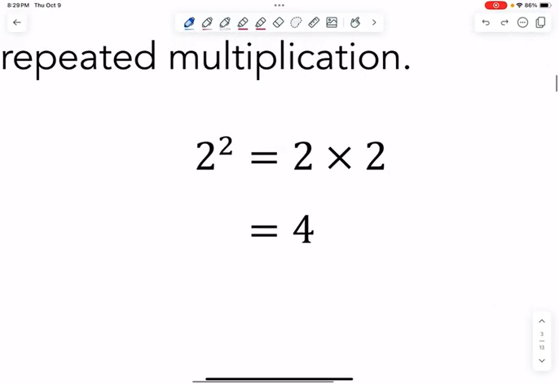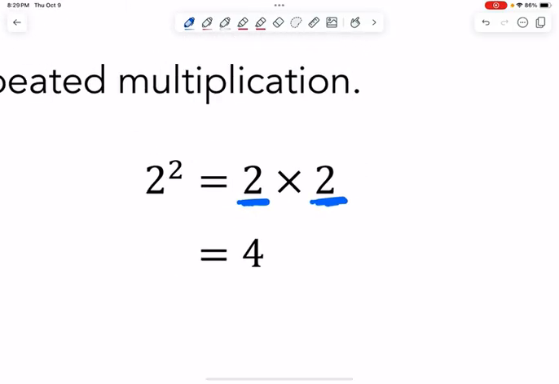If we look at 2 to the power of 2, that says that this base of 2 is a factor 2 times. So there it is once, and there it is twice. And when we say factor, factors refer to multiplication. Hence, we have multiplication between those two.